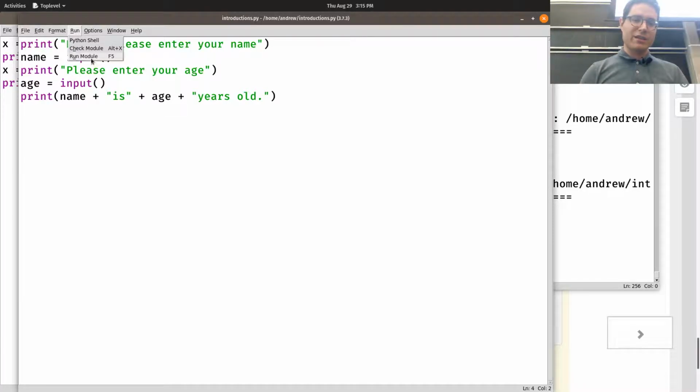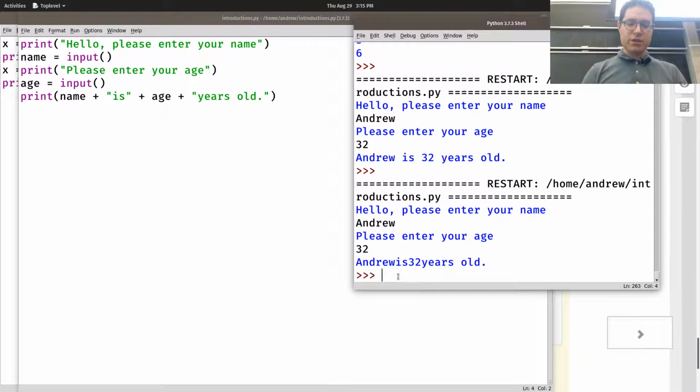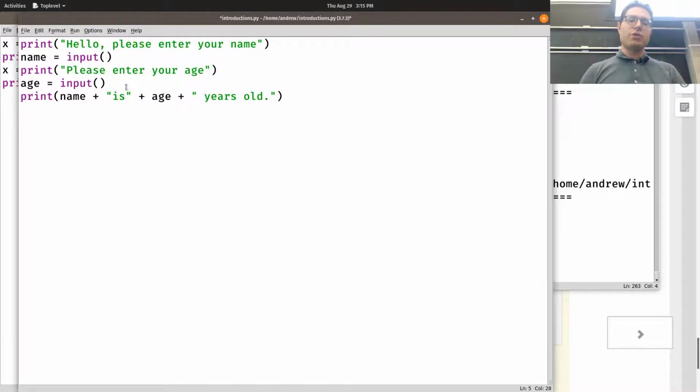So let's see what happens if I forget those spaces. Enter your name, Andrew, 32. And it simply does, Andrew is 32 years, and we have a space here because we have a space here. Those spaces were necessary because we're saying we want to glue these together.